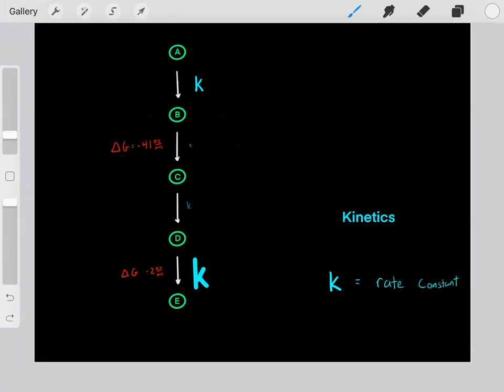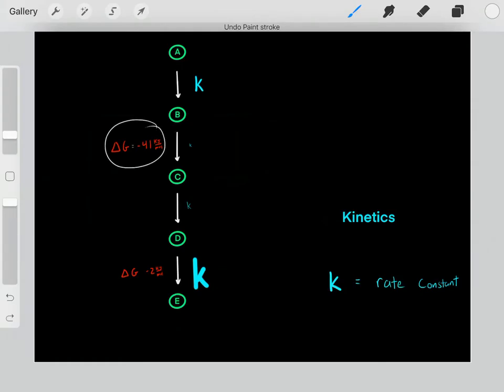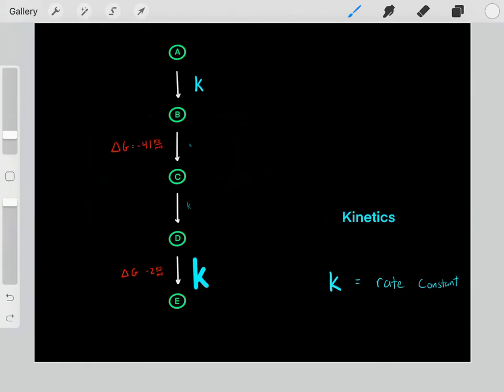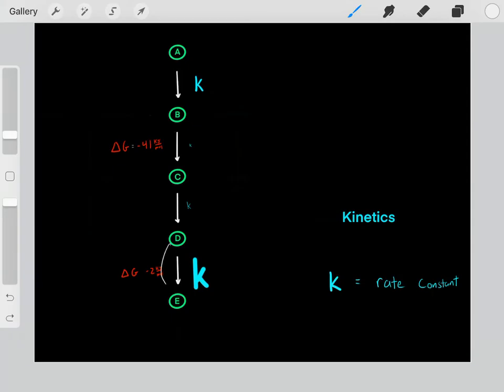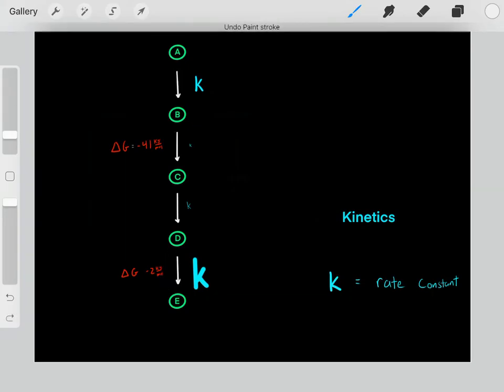So this is very unintuitive, and it's important to dissociate these two concepts. Thermodynamics and kinetics are completely separate concepts. So even though this reaction is very thermodynamically favorable, it can be very slow. And even though this reaction is not very thermodynamically favorable, it can still have a very large rate constant, and if it has a large rate constant, it occurs fast.